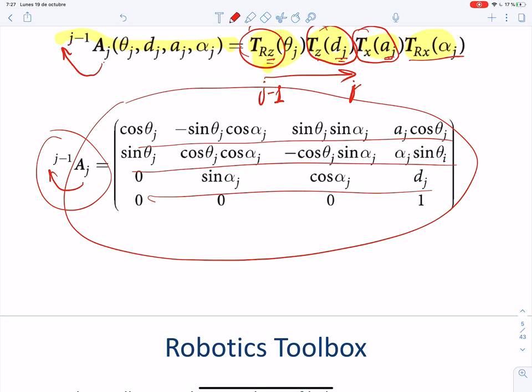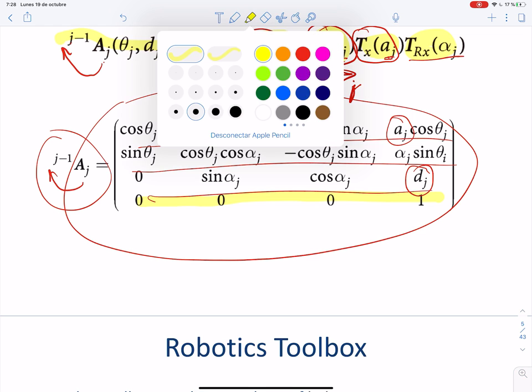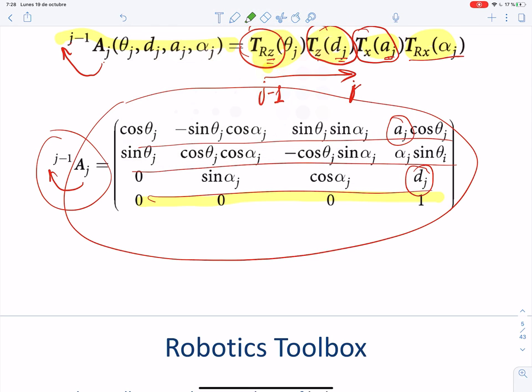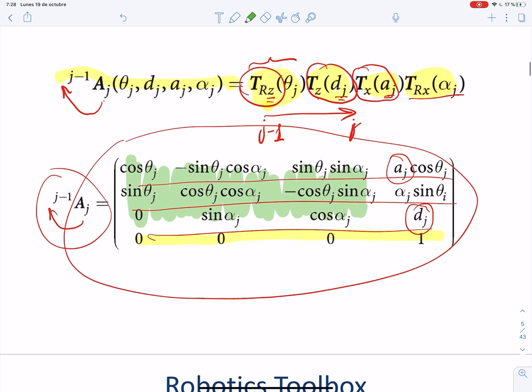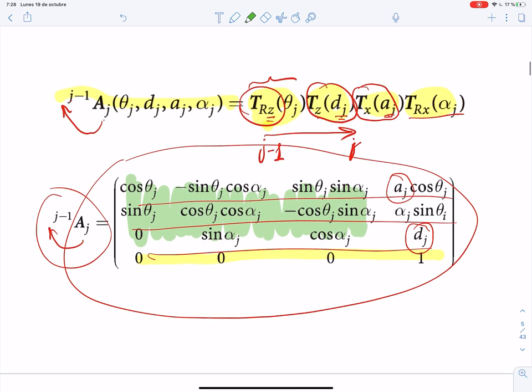There are sines and cosines of theta, alpha, and also there's this distance dj, and there's this distance aj. Okay, as any homogeneous transform matrix, it has final row 0, 0, 0, 1. And this submatrix that we observe here, as you can imagine, is a rotation matrix that has the orthonormal property. This was just a reminder because it's something that we saw the other day, but it's good to have this in this video already.